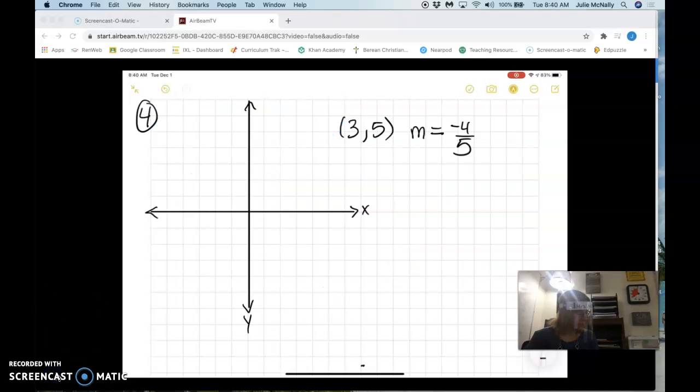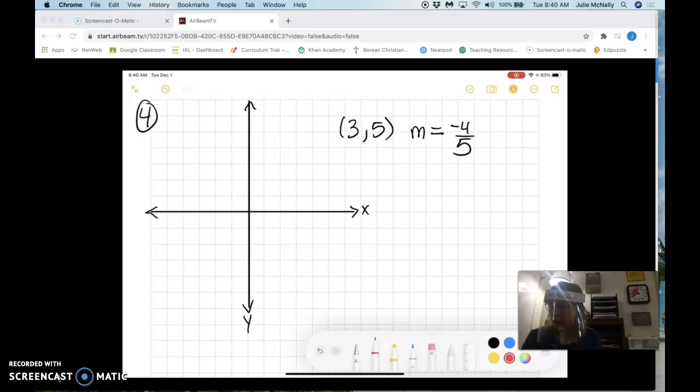So for numbers 4 through 9, it gives us a coordinate and the slope, and it wants us to graph the line. So the thing I'm going to do first is just plot that ordered pair, plot that point first. So I have +3 and +5. 1, 2, 3, 4, 5. That would be right there. So I know that part of my line is going to go through that point, and then they give me the slope, which is -4 over 5.